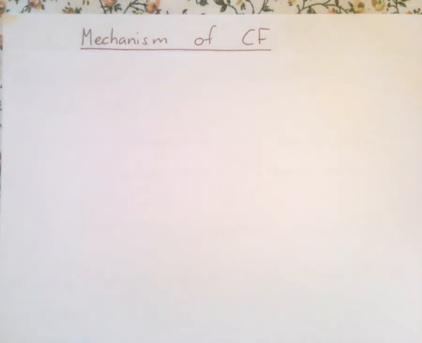Hi class, today we're going to be looking at the mechanism of CF. So that's exactly what is happening within the cells of patients who have cystic fibrosis. The first thing we want to do is just think about what we already know. What background information have we gained already?